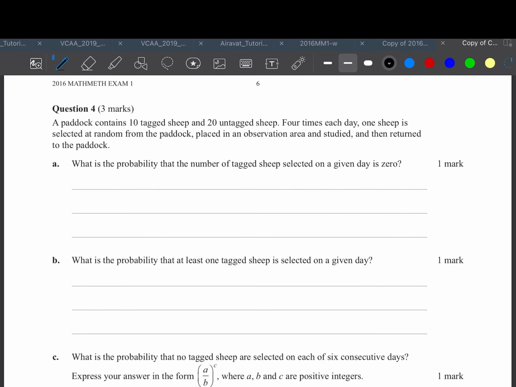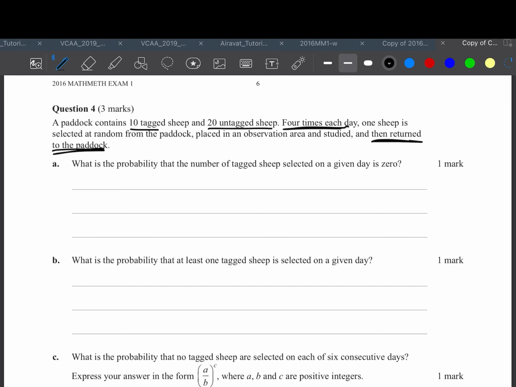Okay, so our paddock contains 10 tagged sheep and 20 untagged sheep, so the total amount of sheep is going to be 30. 4 times each day, an important figure, 1 sheep is selected at random from the paddock, placed in an observation area, studied, and then returned to the paddock. Return to the paddock is also very important. If it wasn't returned, it's basically with and without replacement. If it's returned, the number of sheep in the paddock doesn't change, but if I were to take it from observation and not put it back in, then the number of sheep would change, and we would have to take that into account as well. In this case we don't, so it's all good.